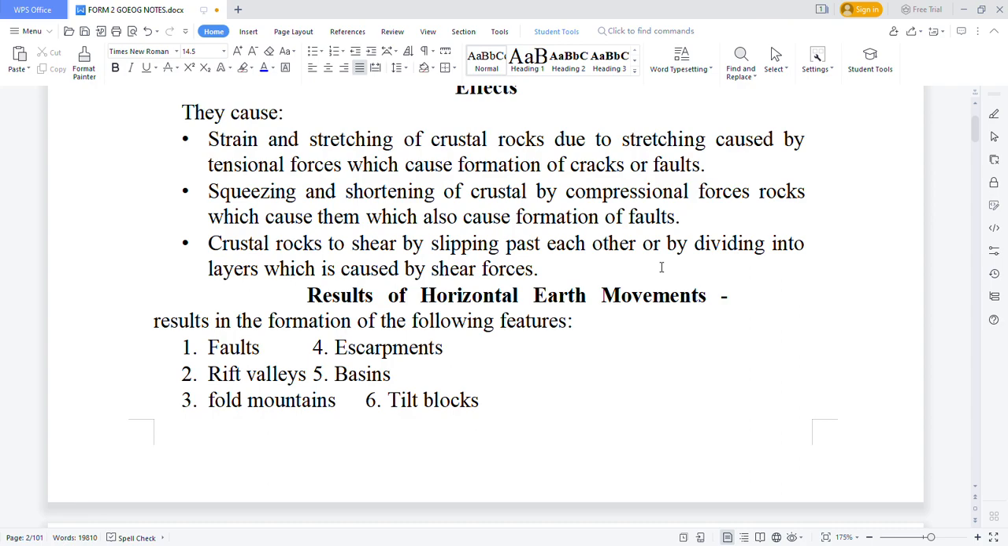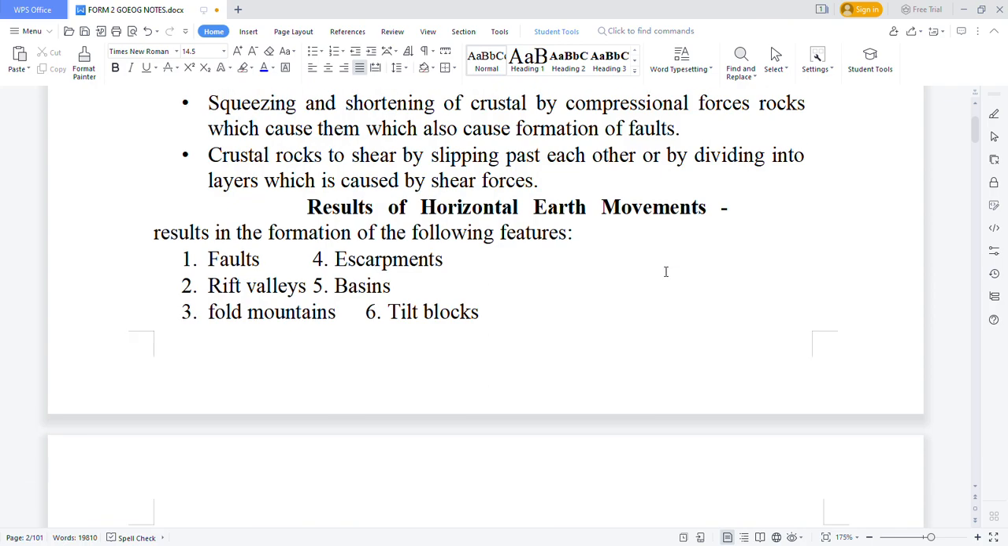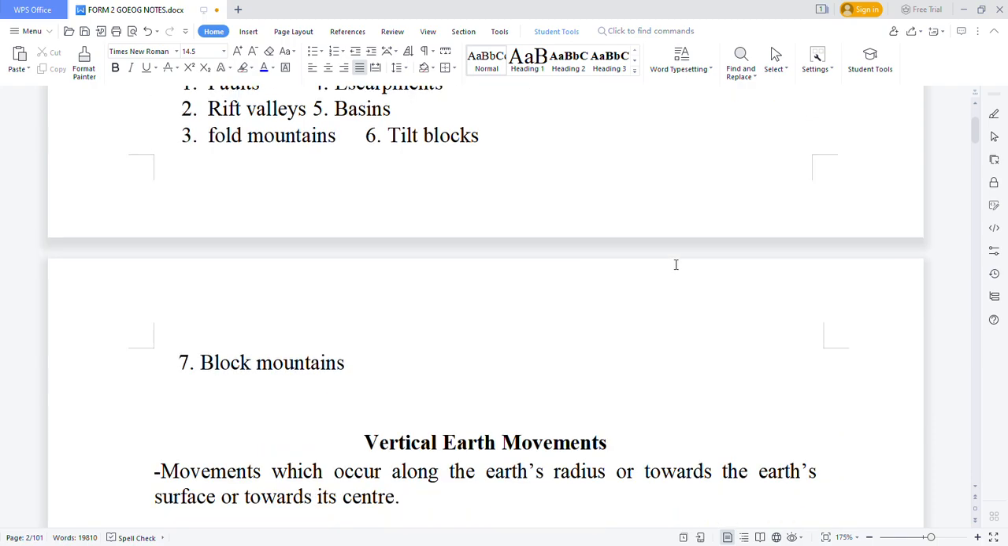Results of horizontal earth movements. What are the features which come with horizontal earth movements? The results or features of earth movements are faults, rift valleys, fold mountains, escarpments, basins, tilt blocks, then we have block mountain.